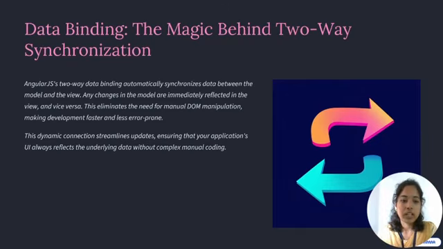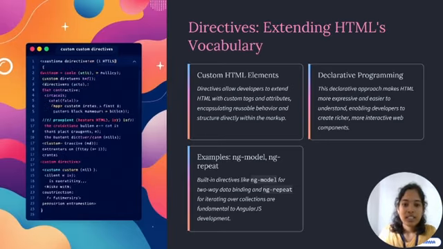It mentions efficient DOM updates, declarative HTML, and better performance for single page applications. This allowed web apps to feel more like a desktop application. In directives, AngularJS allows developers to extend HTML with custom tags and attributes, encapsulating reusable behavior and structure directly within the markup. Declarative programming. This declarative approach makes HTML more expressive and easier to understand, enabling developers to create richer, more interactive web components.